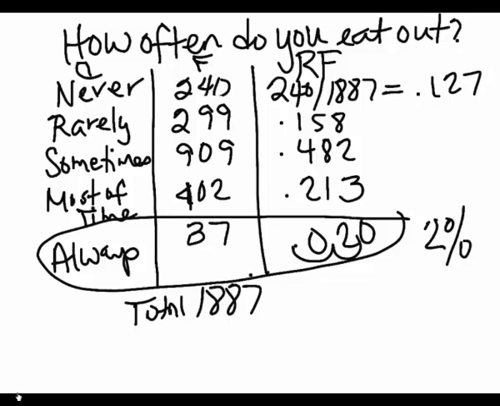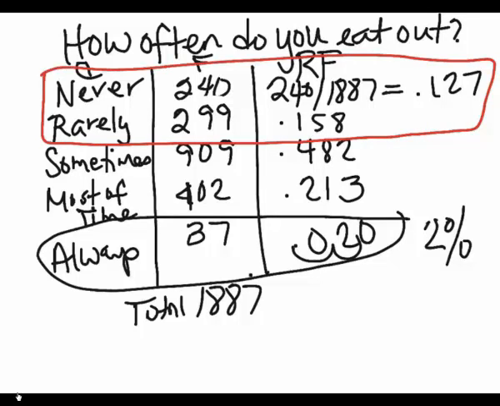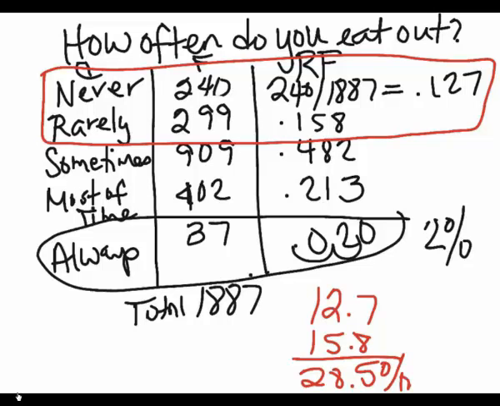Okay. What if I asked you what percentage said they eat out never or rarely? Well, you would take never and rarely and add them together. So you have 12.7 for never, 15.8 for rarely. Add them together, you get 28.5%. 28.5% of the people you interviewed rarely or never eat out. Okay?